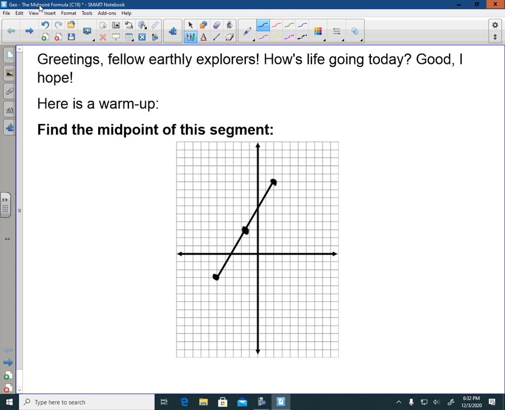Turns out this warm-up was a bit of a trick question, because if you want to know the exact midpoint of a segment, you can't just eyeball it. You have to calculate it. And that's what we're going to talk about today, calculating midpoints.